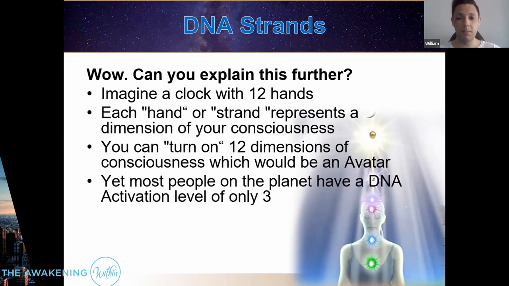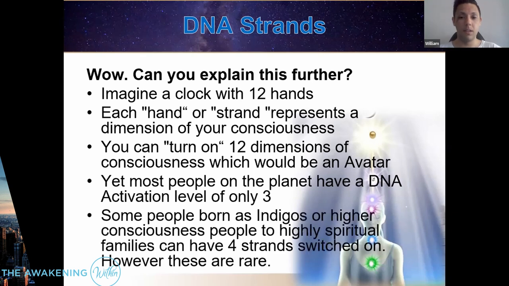Yet most people on the planet have a DNA activation level of only three, only the first three. Some people born as indigos or higher consciousness people, in highly spiritual families, can have four strands switched on. The ones who were born as indigos will have more than three switched on, but they also don't have all of them activated. However, these are rare because there are not a lot of indigos in the world compared to how many are populating the planet.